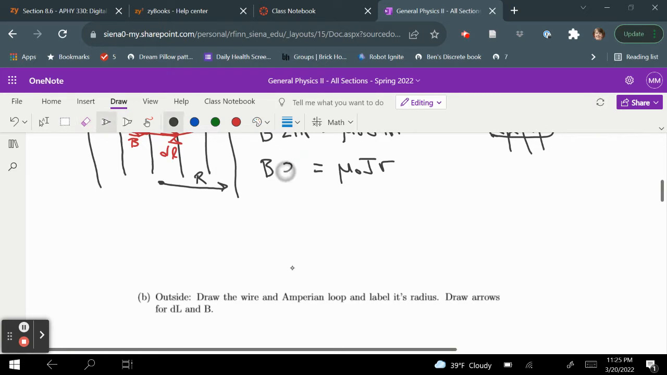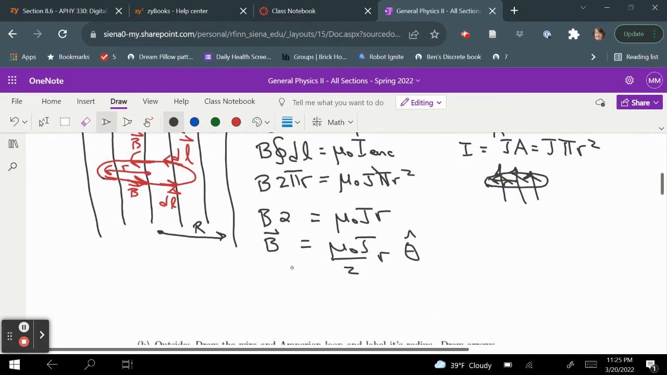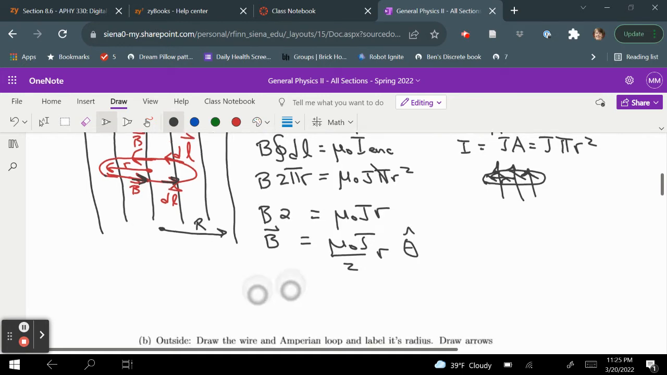Put the 2 back. So my answer is going to be B is equal to mu naught J over 2 times r. And that's going to be in the theta hat direction, because when I look at B over here, my B is going around the circle, like this. And so at each of these points, it's in the theta direction.